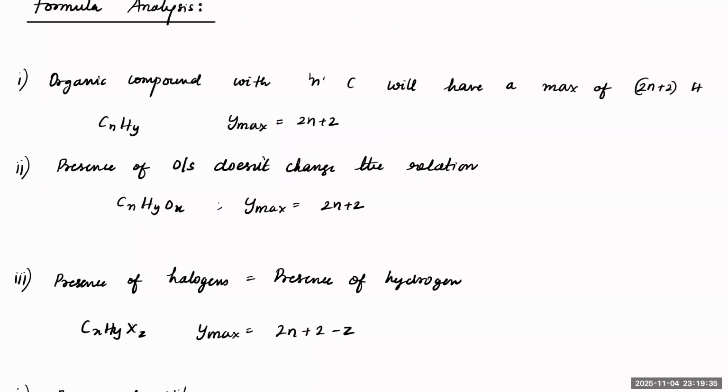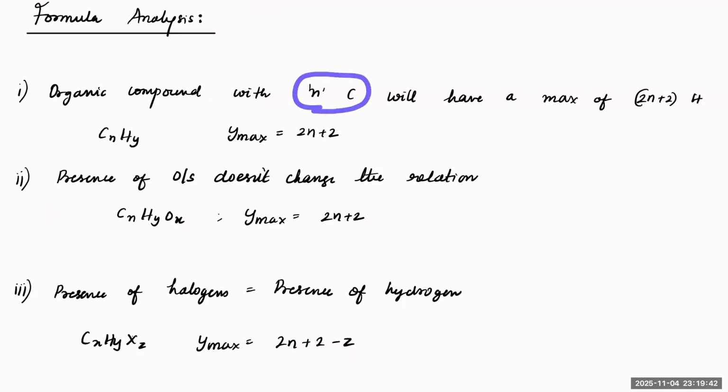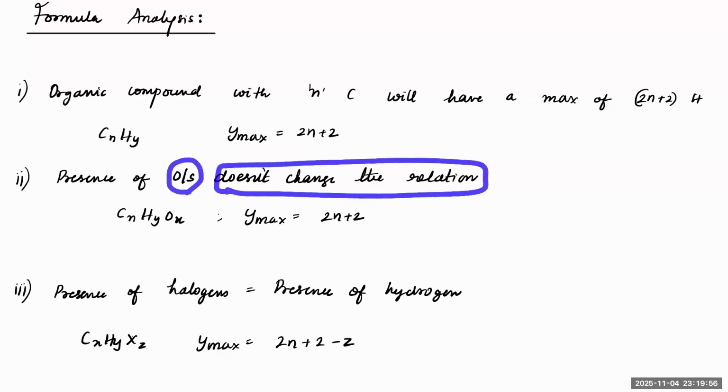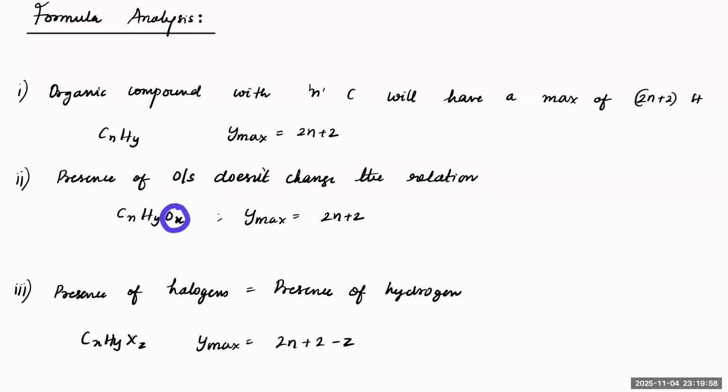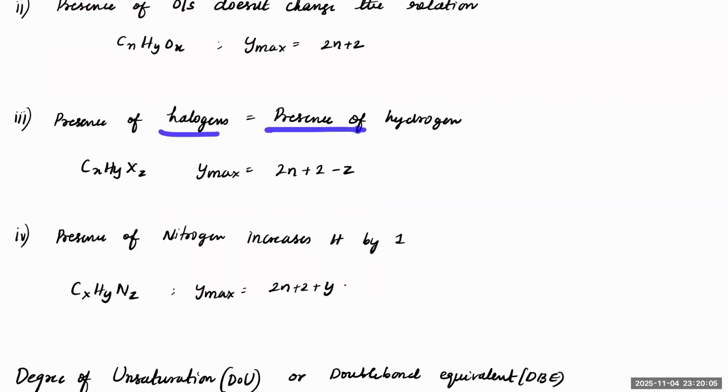Now, let's understand what formula analysis means. Basically, if you have an organic compound with n number of carbons, then the maximum number of hydrogens that it can accommodate is 2n plus 2. That's when it forms an alkane, correct? So this is called Y max. And the presence of oxygen or sulfur will never change the relation here. So even if you have X or Z number of oxygens, the maximum number of hydrogens will always remain the same. But if you have halogens, it is the same as the presence of hydrogen. So it will replace the number of hydrogens.